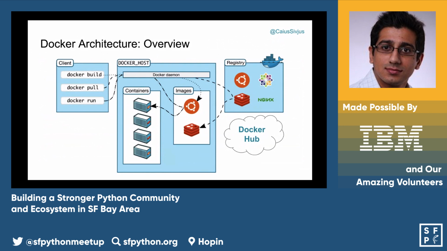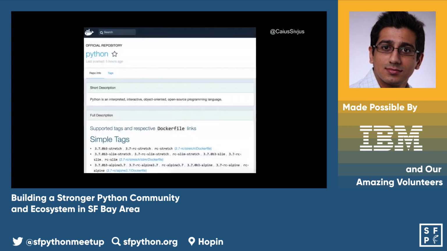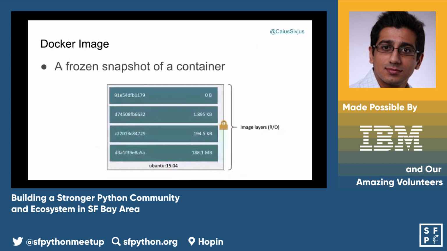And then we have the registry, and that's where we store Docker images. Docker Hub is like GitHub. It's the public registry. So there you're going to find a lot of public images for things like Linux distributions, databases, and Python has a bunch of images up there as well.